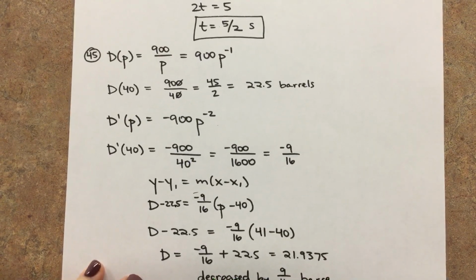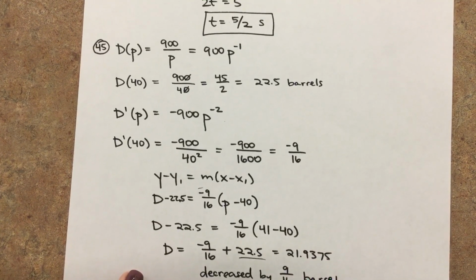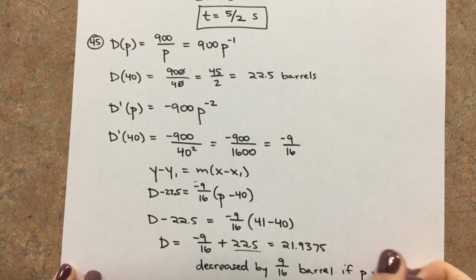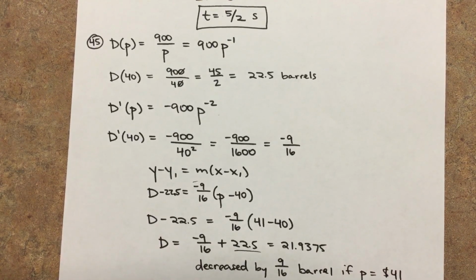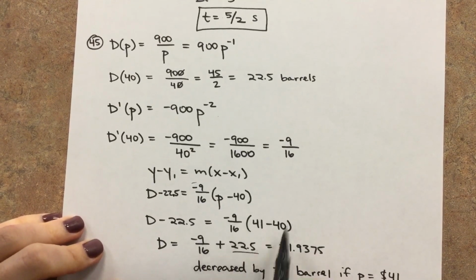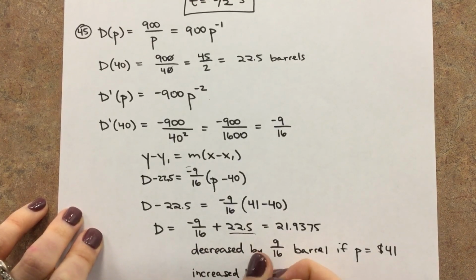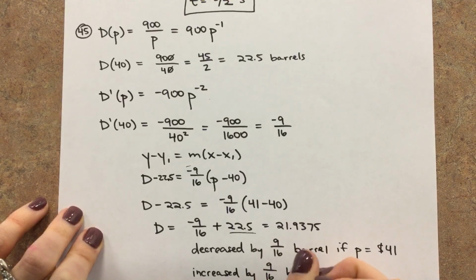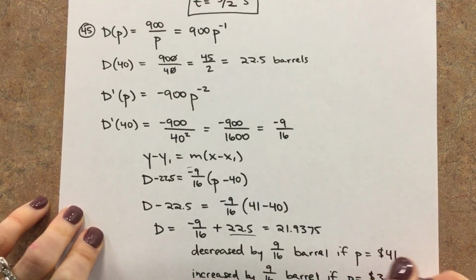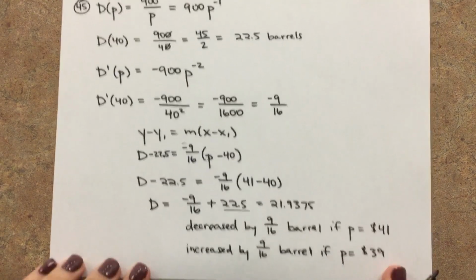We really didn't even need to do this part, because the derivative is the rate of change, and that tells you what the decrease is. It'll go down by 9/16 if P is $41, and the increase is actually the exact same. If I were to plug a 39 in here, this would be a -1, which would make the change a positive 9/16. So it would have increased by 9/16 of a barrel, which who knows what that is in practical application, but we're just going with the numbers here. Price goes down, slight increase in demand; price goes up, slight decrease in demand.